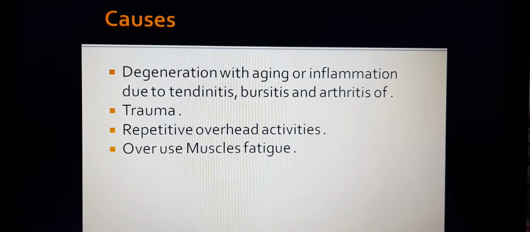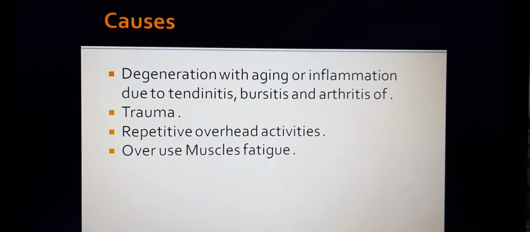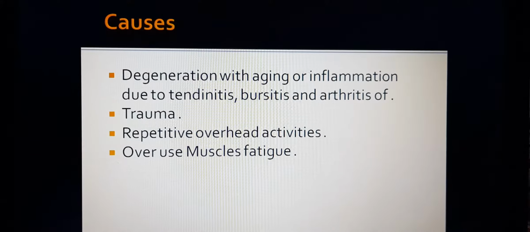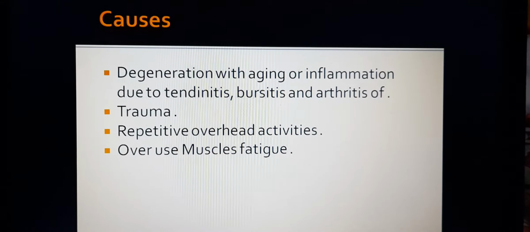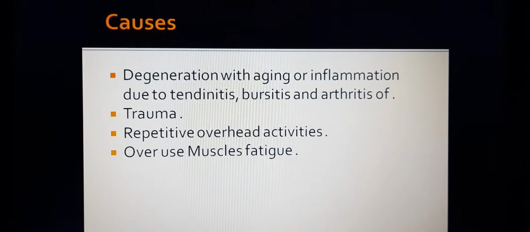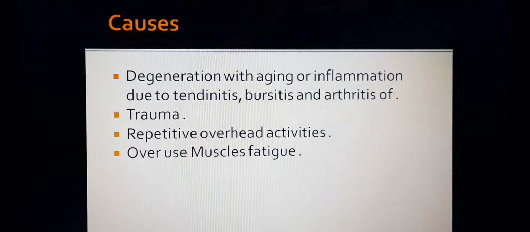Causes of rotator cuff syndrome could be degeneration with aging or inflammation due to tendinitis, bursitis, and arthritis, trauma, repetitive overhead activities, or overuse muscle fatigue.